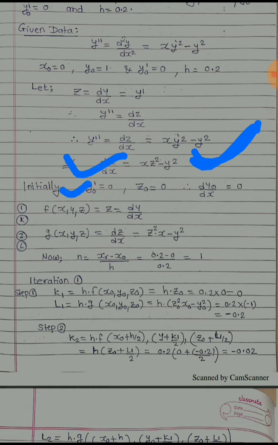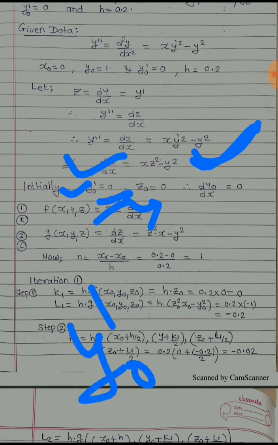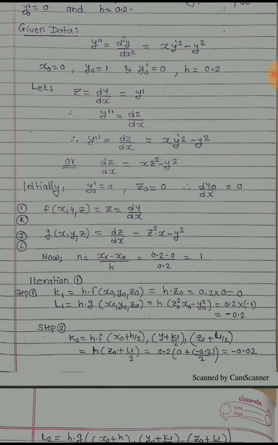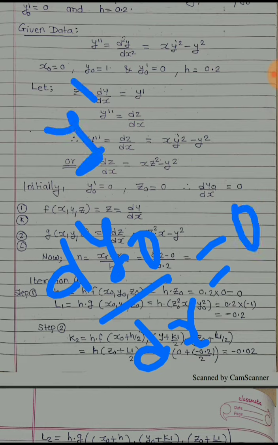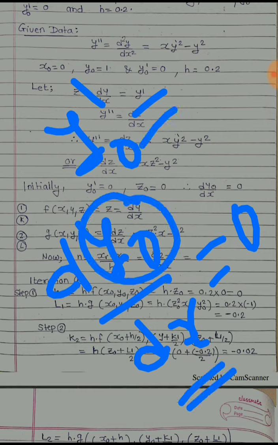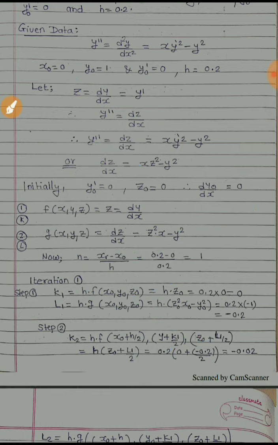Initially, y dash 0 is equal to 0. If y dash 0 is equal to 0, it means z0 is 0, because y dash is z. So y dash 0 is equal to z0 is equal to 0. And therefore, if I write this as dy0 by dx, that is equal to 0. This is nothing but y dash 0, the derivative of y0 with respect to x, where dash represents the derivative. Hence, the meaning of all these three terms is the same.